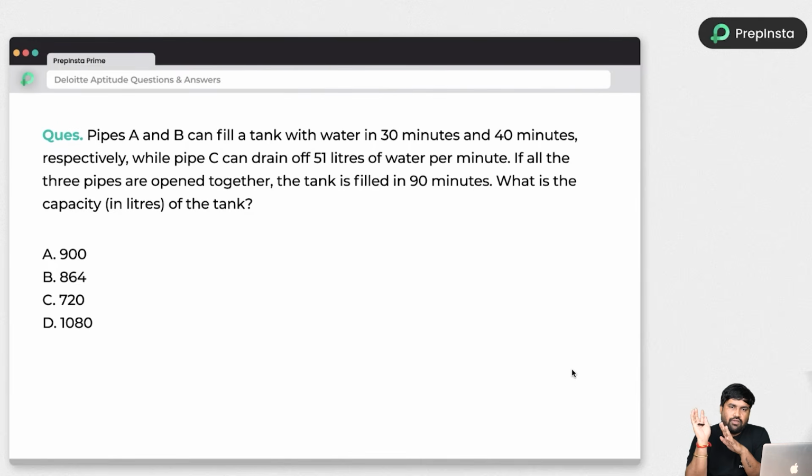So try to pause the video and try to solve it on your own first. Okay, I'm hoping everyone is doing that. So just look into the solution now. Simply, how we can do it.